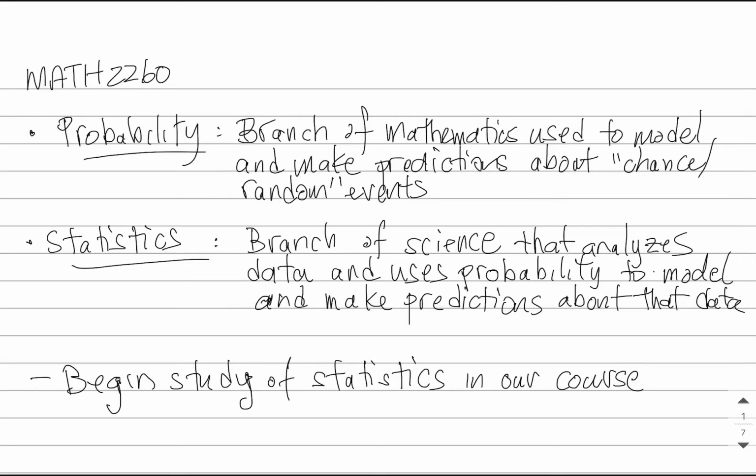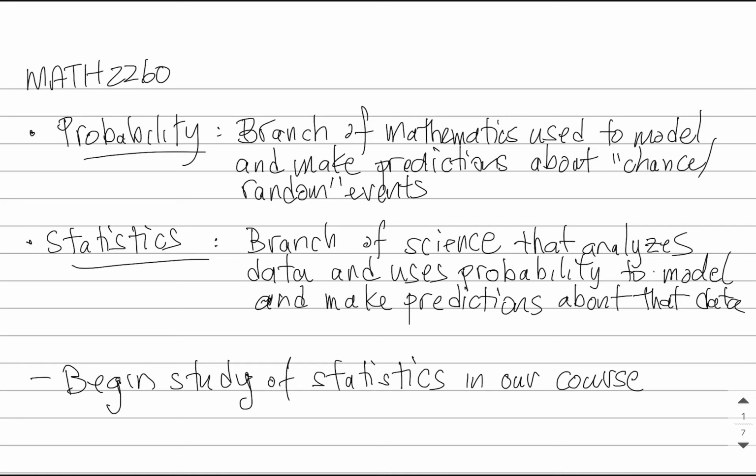For the majority of this course, we've been studying probability. Now, probability is a branch of mathematics that we use to model and make predictions about what we call random or chance events. So this is anything to do with what we call the probability experiment. We are now transitioning into statistics. Now, statistics is a branch of science that uses probability to analyze data and make predictions about that data.